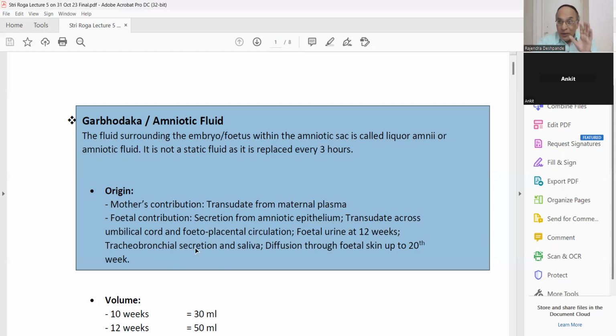Tracheobronchial secretion from the fetal respiratory tract, and saliva of the baby, and diffusion through the fetal skin up to the 20th week, the 5th month. Till the 5th month, some diffusion is coming from the skin also. So together, the mother is giving some transudates, and the fetus is also giving some transudates from various sources. And that's why this particular fluid is formed.